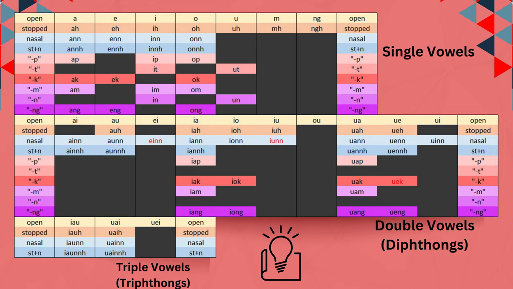Triple vowels in Hoklo cannot accept PTK stops or final M, N, or NG. The base forms are yao, wai, wei. Wei can only come in the base form. Stopped forms: yao, wai. Nasals: yao, wai. Stopped and nasal: yao, wai.